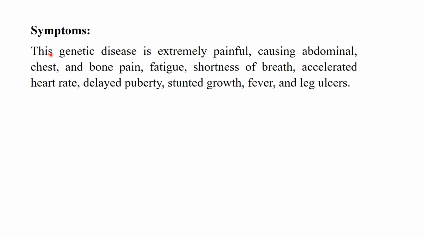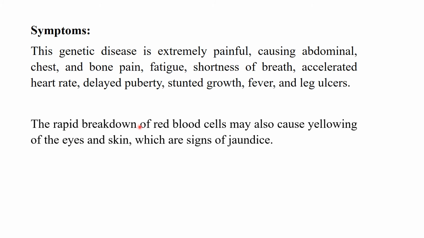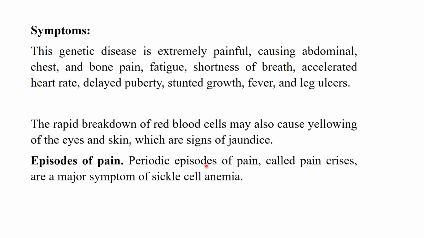Symptoms of sickle cell anemia: this genetic disease is extremely painful, causing abdominal, chest and bone pain, fatigue, shortness of breath, accelerated heart rate, delayed puberty, stunted growth, fever, and leg ulcers. All the symptoms will develop in the body because it is a disease of the blood. The rapid breakdown of red blood cells may also cause yellowing of the eyes and skin, which are the signs of jaundice. Episodes of pain: periodic episodes of pain called pain crises are major symptoms of sickle cell anemia.